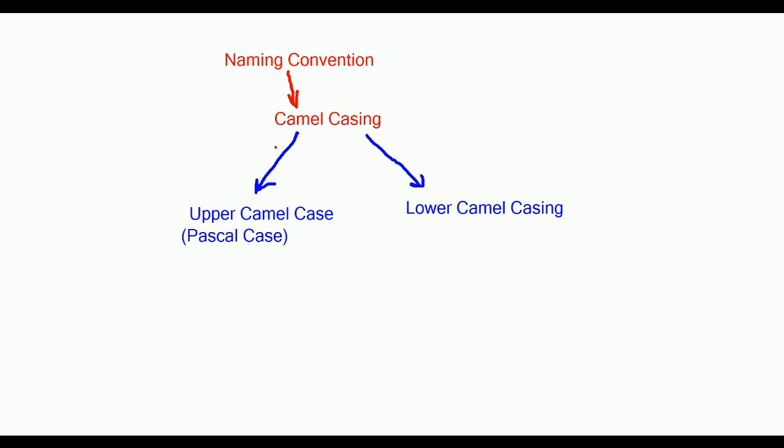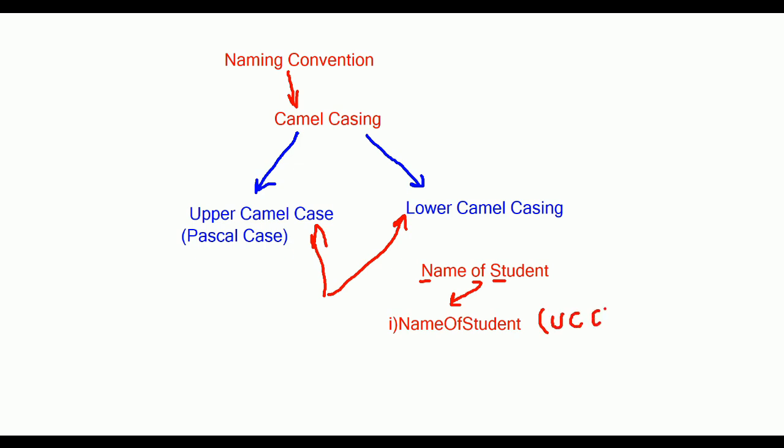Now what is camel casing? Camel casing is a strategy to join multiple words and form a single word by following either of these two casing techniques. Let me consider multiple words as name of student. If we want to convert it in camel casing using upper camel case, then the first letter of each word will be capital. So it will be NameOfStudent, N capital, O capital and S capital. You basically have to join all these words by removing the space, and the first letter of each respective word will be capital. So this is upper camel casing or Pascal casing.